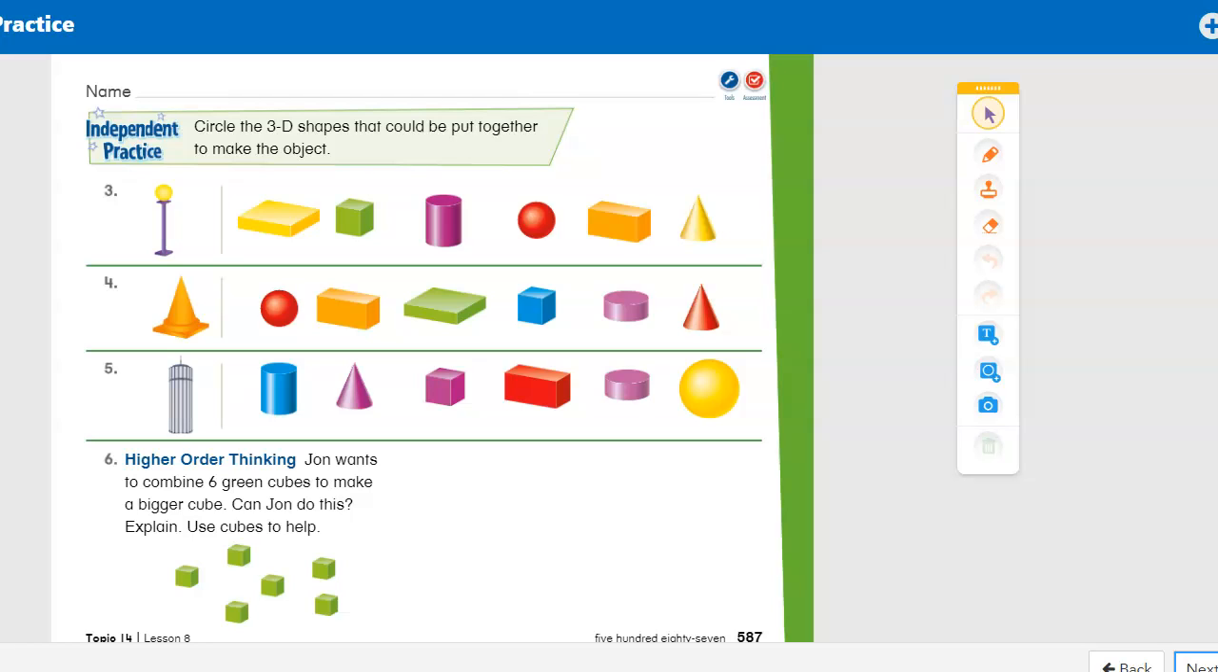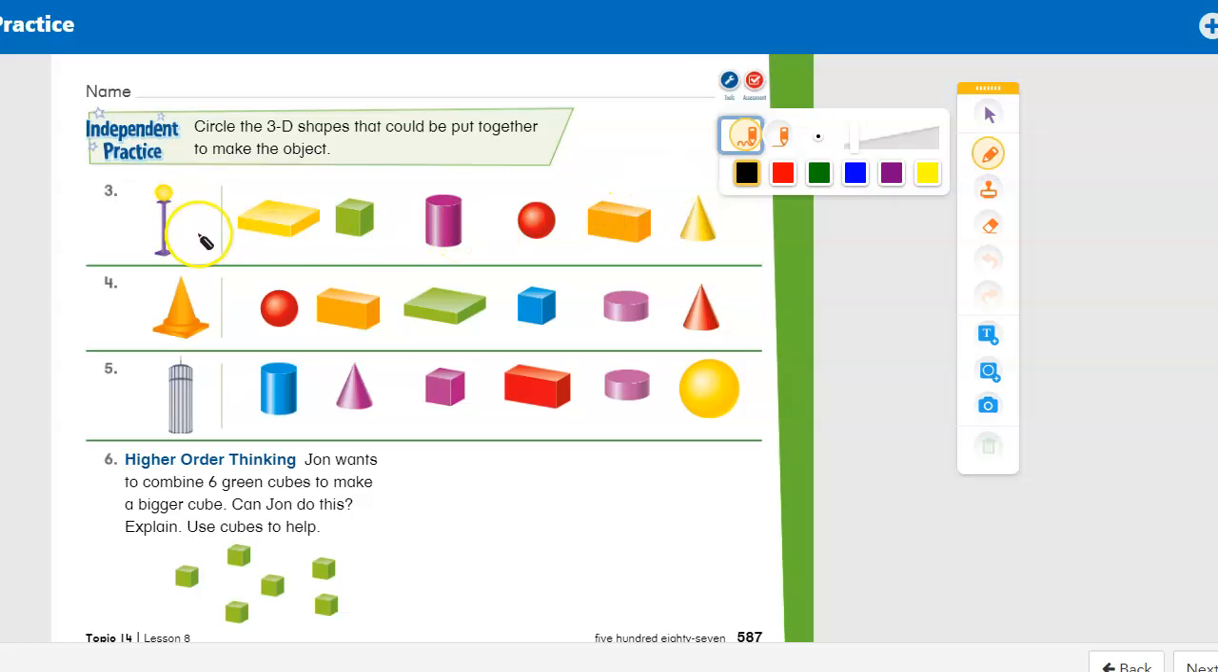Alright, on our next workbook page, page 587. Now is the time to do the independent practice, and as always, that means that you answer it by yourself, but Mrs. Collier is still going to walk you through it. So independent practice on page 587, we are doing what we just did in our last guided practice where we circled the shapes that could make the object. So let's look at our objects. I have one over here.